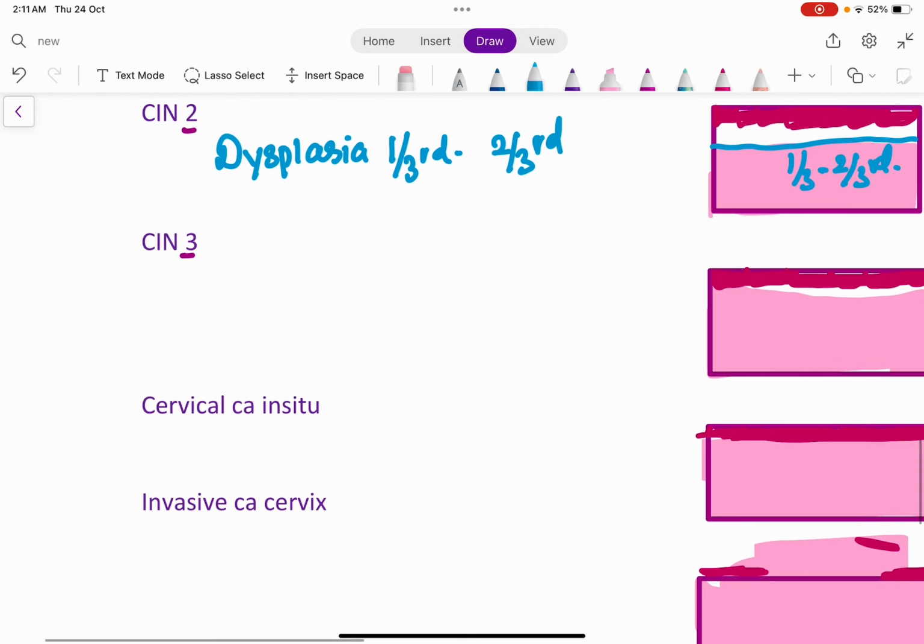Then what is CIN3? CIN3 means it has involved even more, that is, more than or equal to 2/3 of the cervical thickness. So dysplasia has involved more than or equal to 2/3 of the cervical thickness. So less than 1/3 is CIN1, 1/3 to 2/3 is CIN2, and more than 2/3 is CIN3.